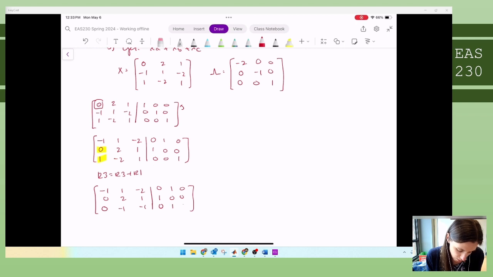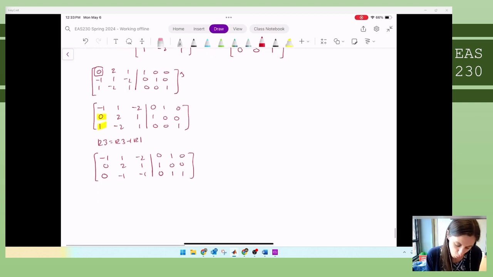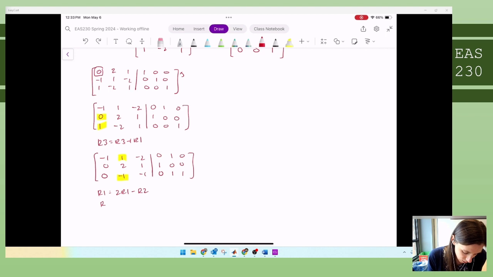Checking it, we're good. Now I'm going to go ahead and make these zeros. So I'm going to say row 1 equals 2 times row 1 minus row 2. And then row 2 is good, row 3 equals 2 times row 3 plus row 2. So I'm going to multiply these rows by 2 over on the side here.